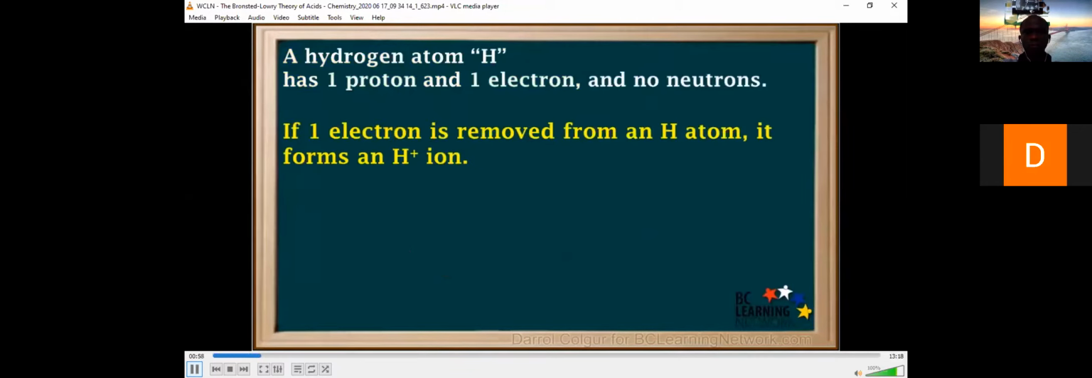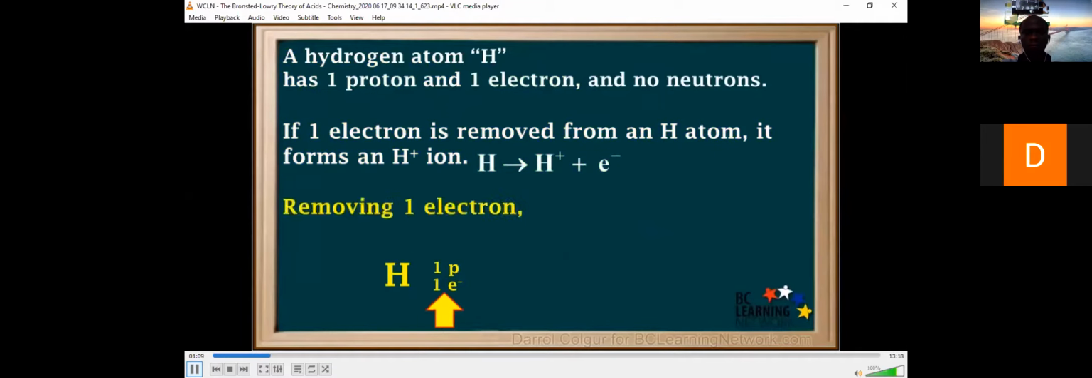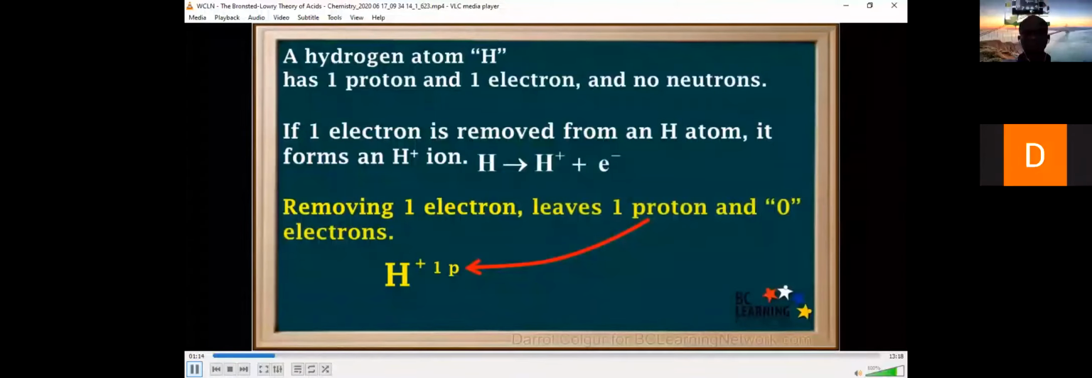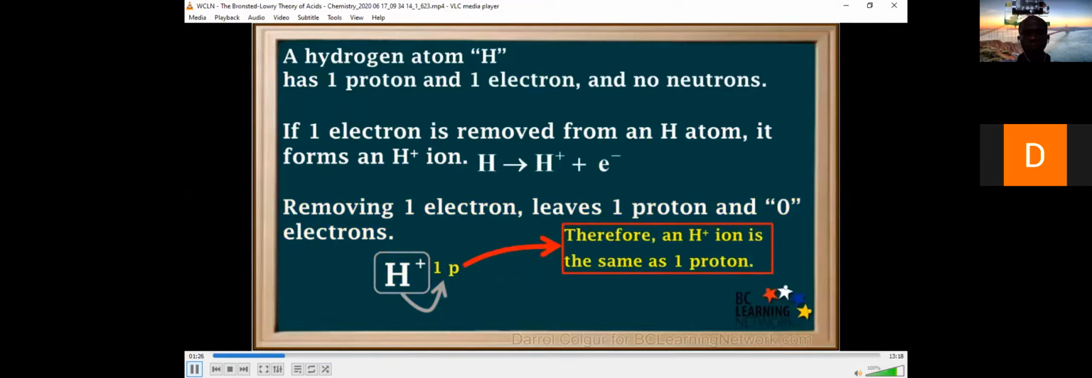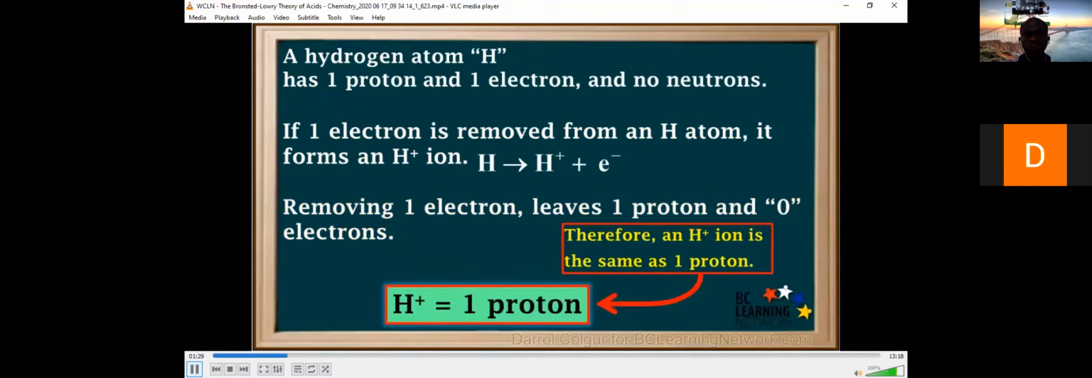If 1 electron is removed from a hydrogen atom, it forms an H+ ion. Here's the equation showing that. A neutral H atom has 1 proton and 1 electron. So removing an electron will leave a charge of positive 1, 1 proton, and 0 electrons. So an H+ ion contains no electrons, no neutrons, and 1 proton. Therefore, an H+ ion is the same thing as 1 proton. Or we can say that H+ equals 1 proton. We use the terms H+ ion and proton interchangeably in Chemistry 12.